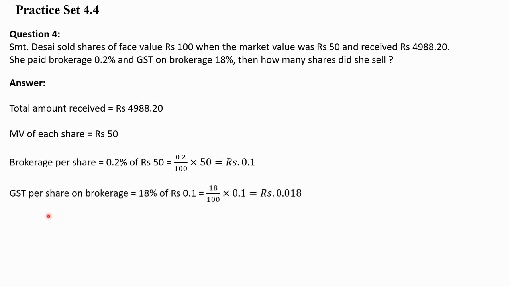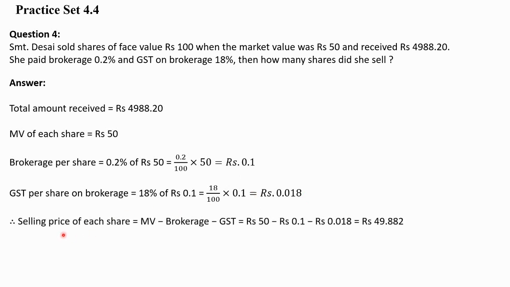GST per share on the brokerage will be 18% of 0.1, because 0.1 is the brokerage and GST is calculated on the brokerage. So 18% of 0.1 will be 18 upon 100 into 0.1, and that is rupees 0.018. So this will be the GST charged on the brokerage.